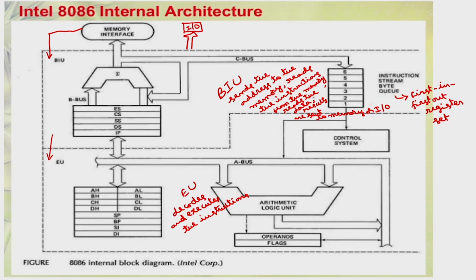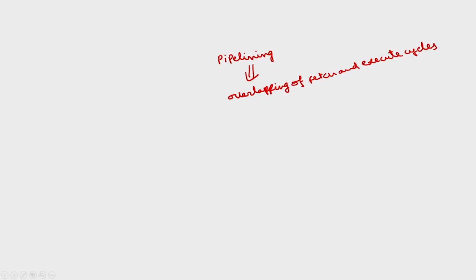This is what is called pipelining. 8086 operates in pipelining mode. Pipelining is nothing but overlapping of fetch and execute cycles. What is the advantage of pipelining? Because we overlap the fetch cycle and execute cycle, thereby we can speed up the operation.